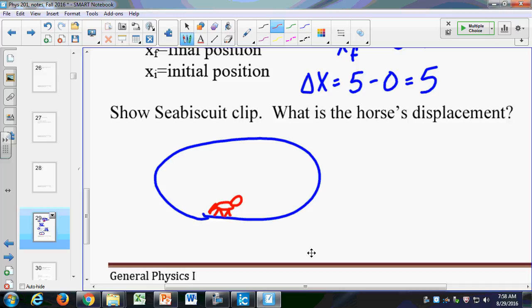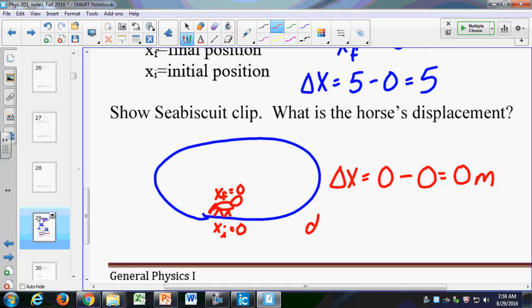So we need to distinguish between displacement, which is a difference in initial and final position, and distance that we travel. Because the horse clearly travels a distance of 1 mile, which is the length around the track, but his initial and final positions are both here. His x initial is equal to 0. That's where we set our frame of reference. And when he comes back here, our x final is also equal to 0. Right? So the displacement here then, delta x, is going to be 0 minus 0, which will be 0 meters. Even though the distance that he travels is going to equal 1 mile.